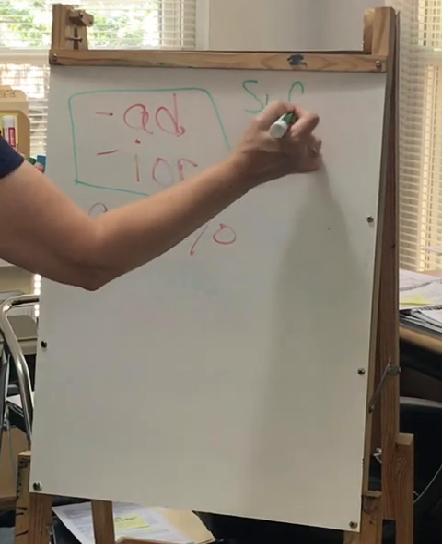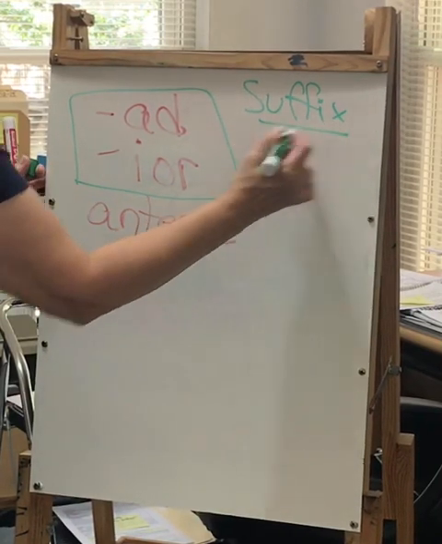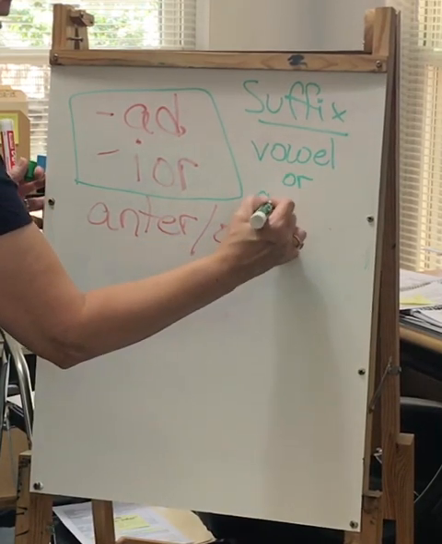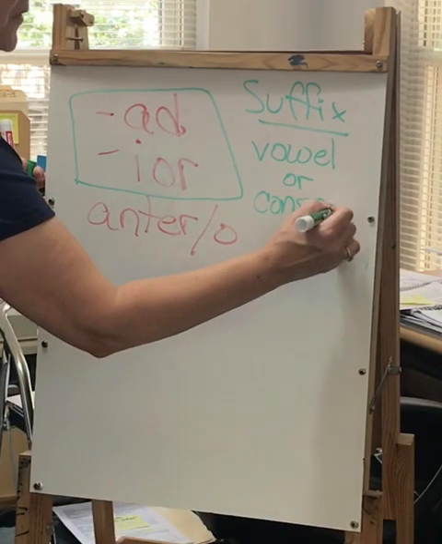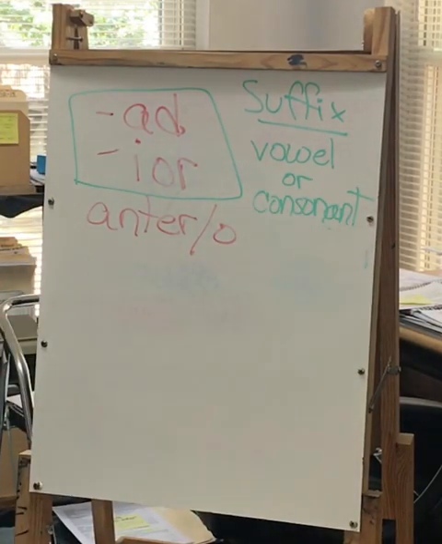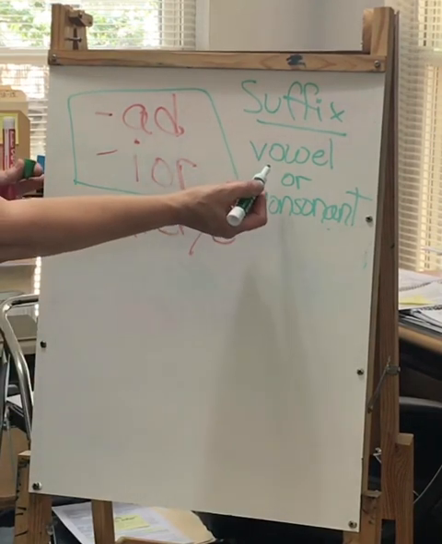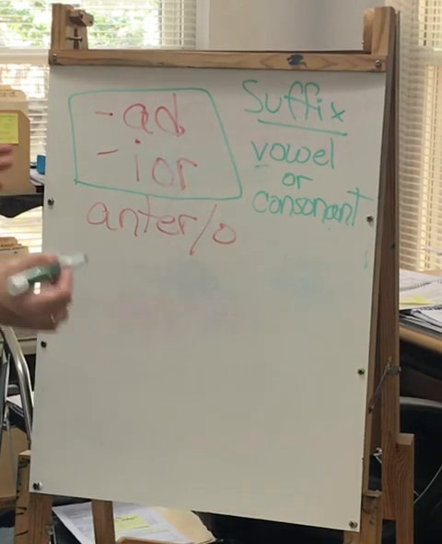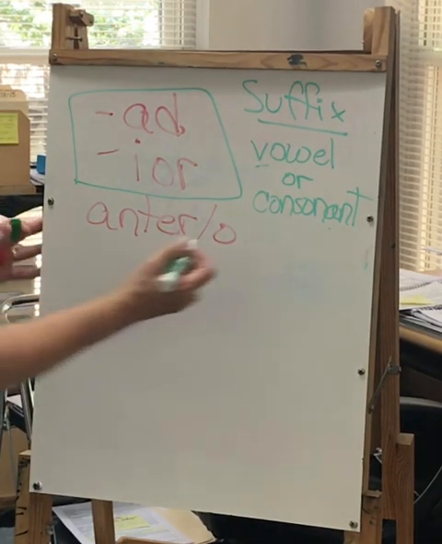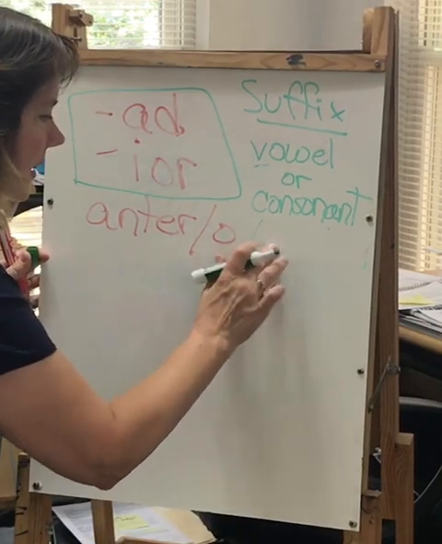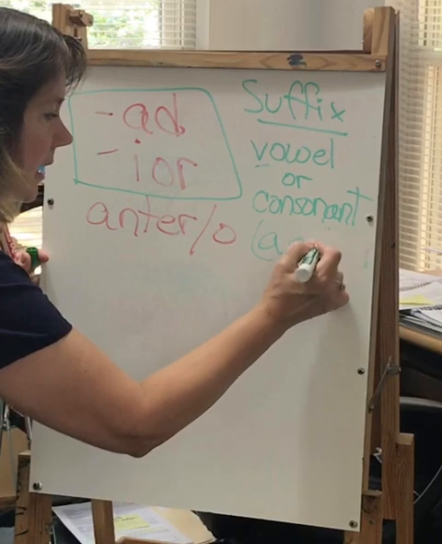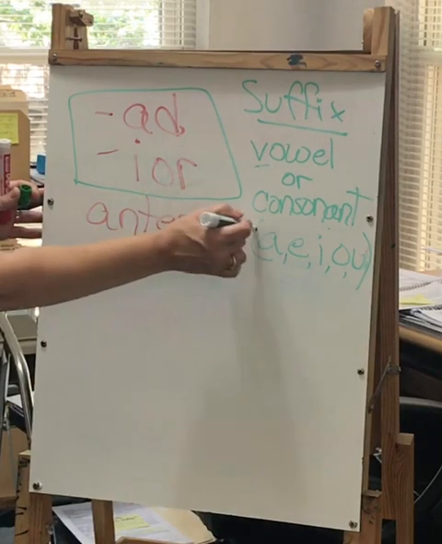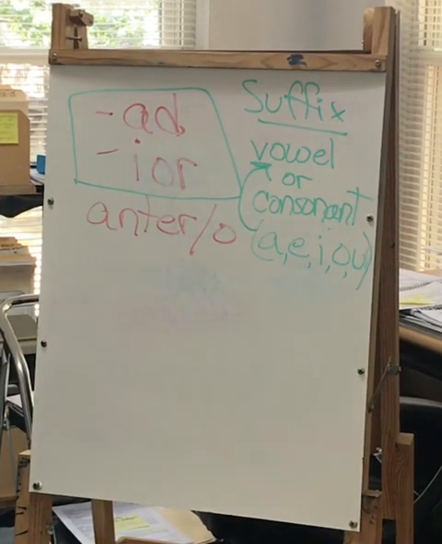If the suffix begins with a vowel or a consonant, this is going to determine if you use the combining vowel or not. So, if the suffix begins with a vowel, and remember, our vowels, there's only 5 of them. A, E, I, O, and U. Those are vowels. That's it. Everything else is a consonant.